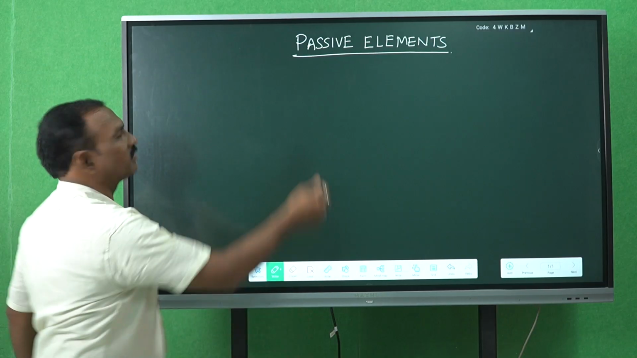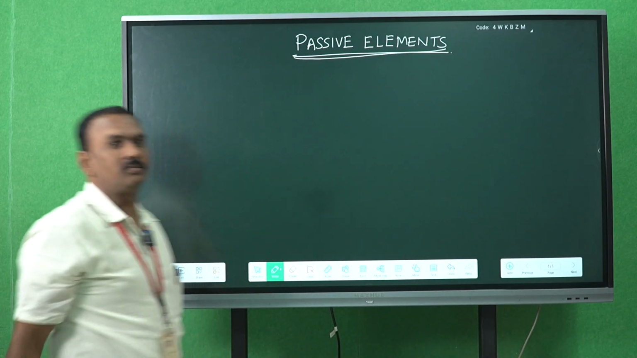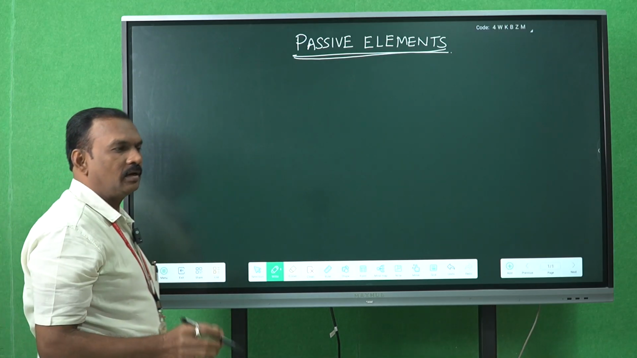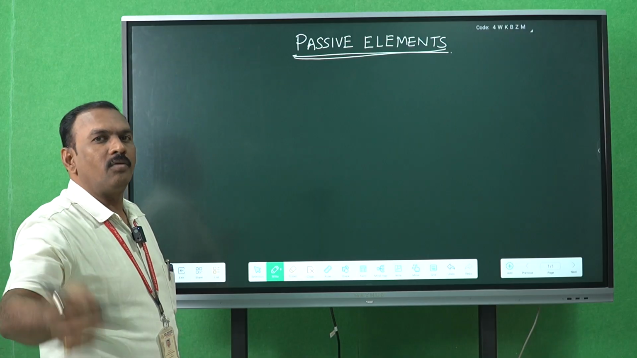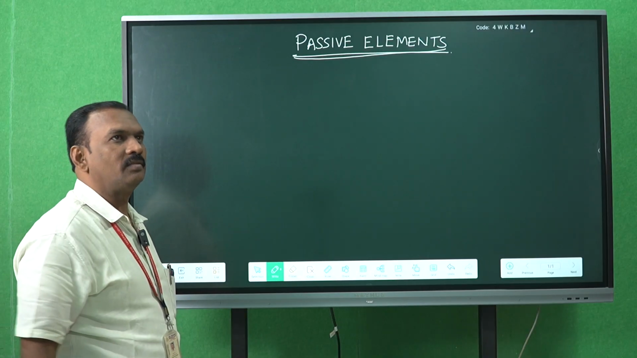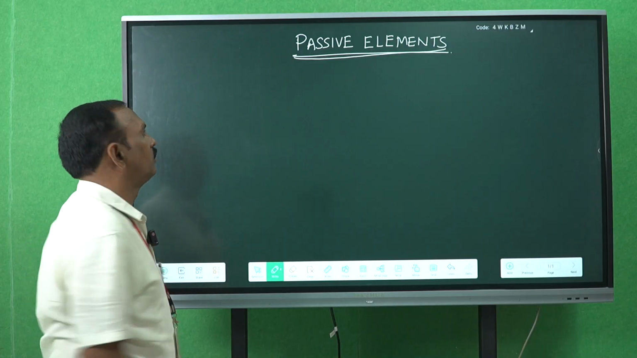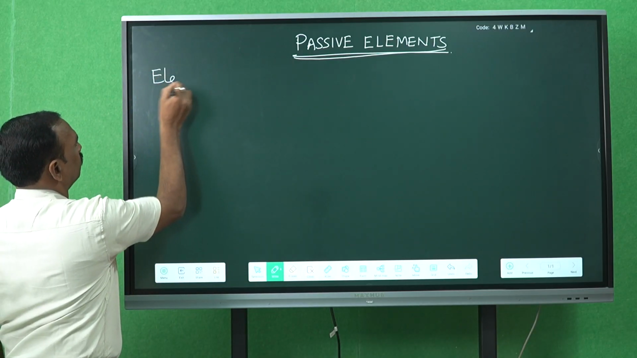Now we are going to discuss passive elements in electrical circuits. Before discussing the passive elements in electrical circuits, first of all, I would like to explain the electric circuit, then Ohm's law, then we will go for passive elements. First one is electric circuit.